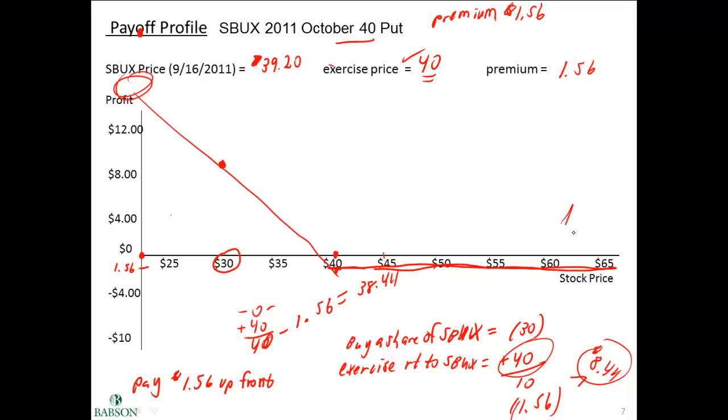At high prices, why would you ever exercise your right to sell a share of Starbucks stock? Okay, put options. So let's say you wake up and Starbucks is selling for $60 a share. You would never exercise your right to sell it for $40 a share when it's selling in the open market for $60. So anything above the strike price and the put option expires worthless.